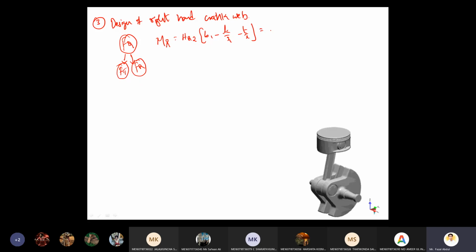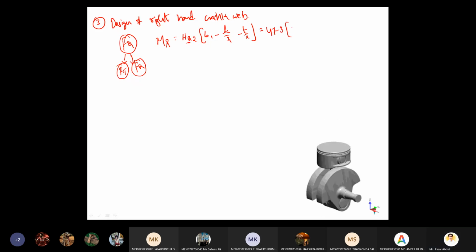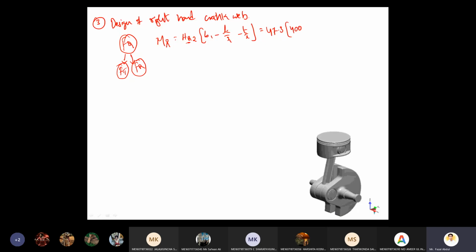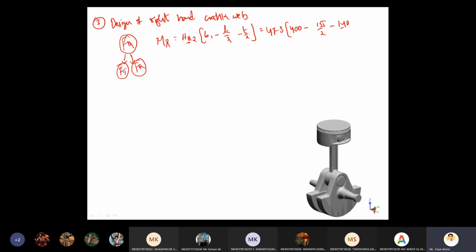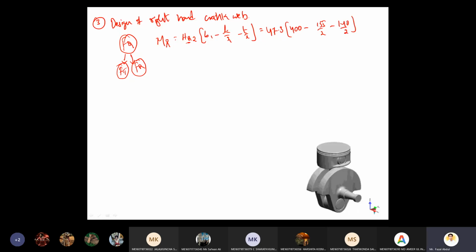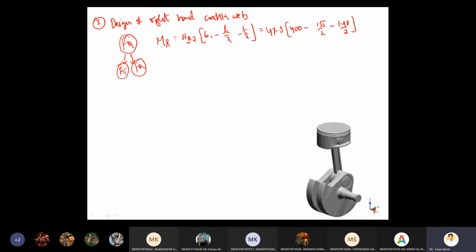HR2 is 47.3, which we just calculated at the beginning of this class. 400, 155 by 2 minus 140 by 2. Now tell me this value. And bending moment, this is an equation from the line diagram.